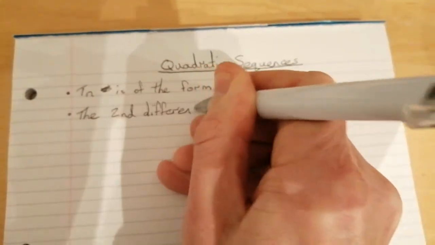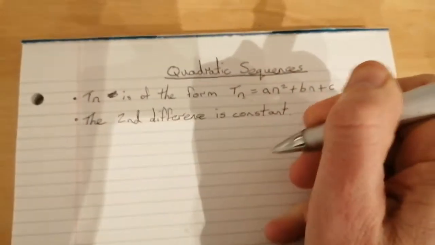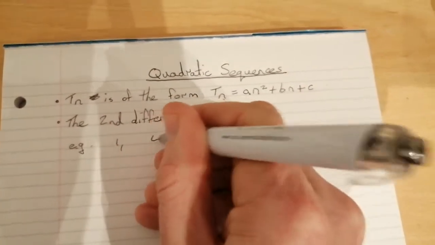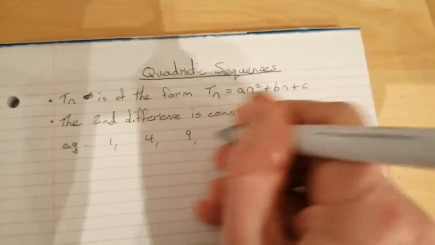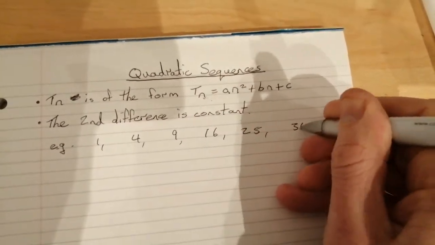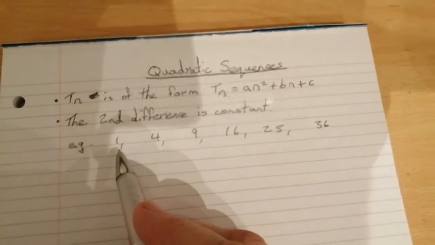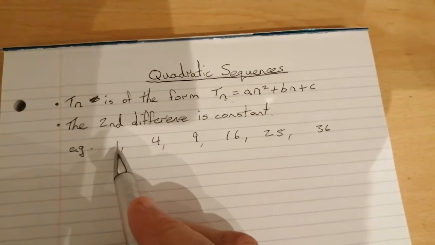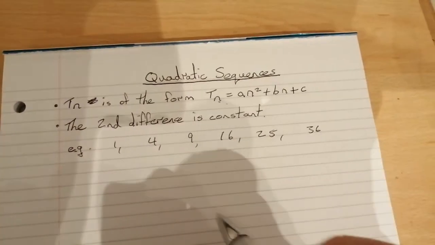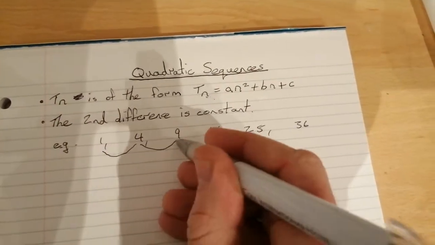The second difference is constant. So let's look at how that works from an example. Imagine you get this: 1, 4, 9, 16, 25, 36. Okay, so that is a quadratic. I can tell you just by looking at it that term n is equal to n squared, because term 1 is 1 squared, term 2 is 2 squared, term 3 is 3 squared. But if we didn't know that and we just had these numbers and wanted to check if it was quadratic, what we do is we test first of all to see if it's linear.